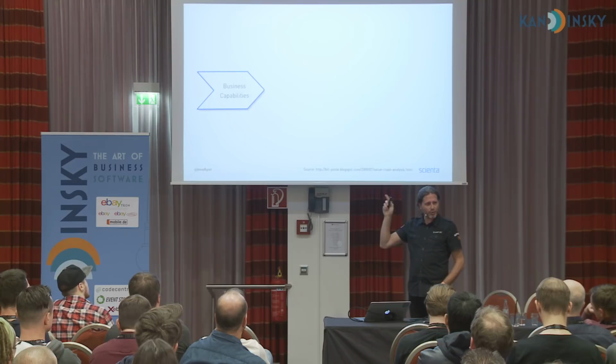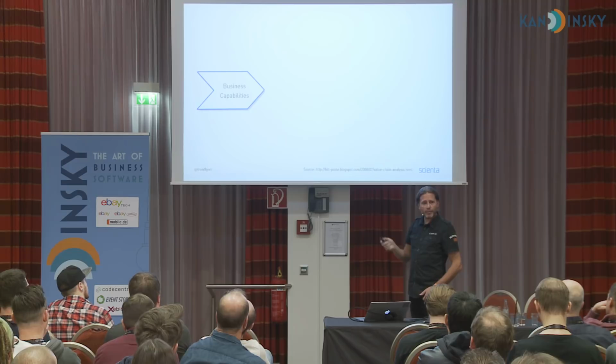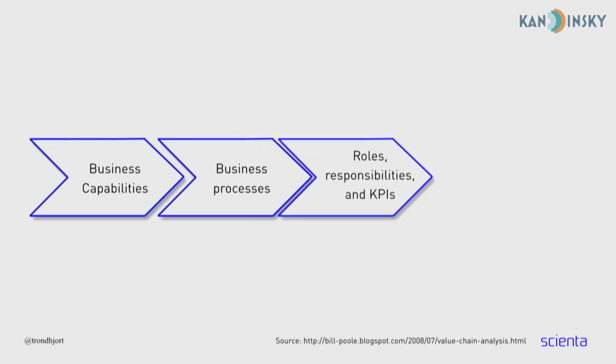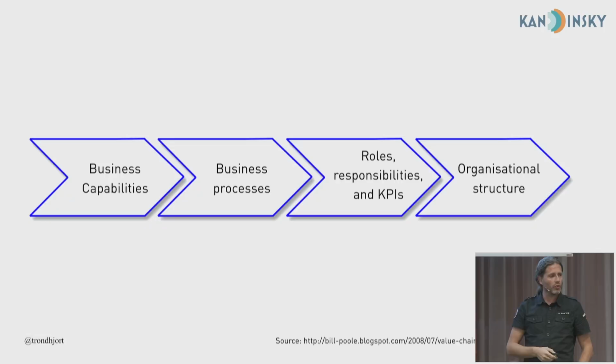Because they are stable. They are the most stable thing in your business, in your enterprise architecture, in your enterprise. You start with what the business does. And from that, you can create business processes. And from that, you can create roles, responsibilities, and KPIs. And then organization. As we all know, organizations change all the time. Doesn't mean that the capabilities change. They actually never do, with air quotes.